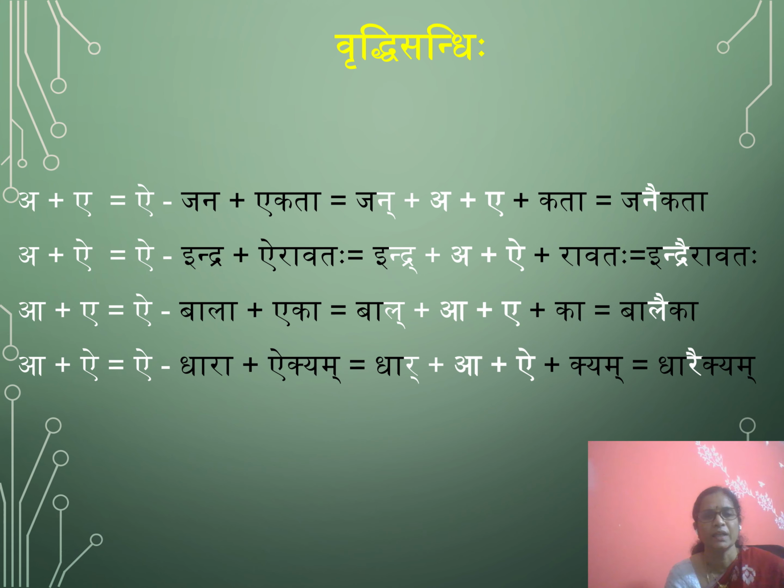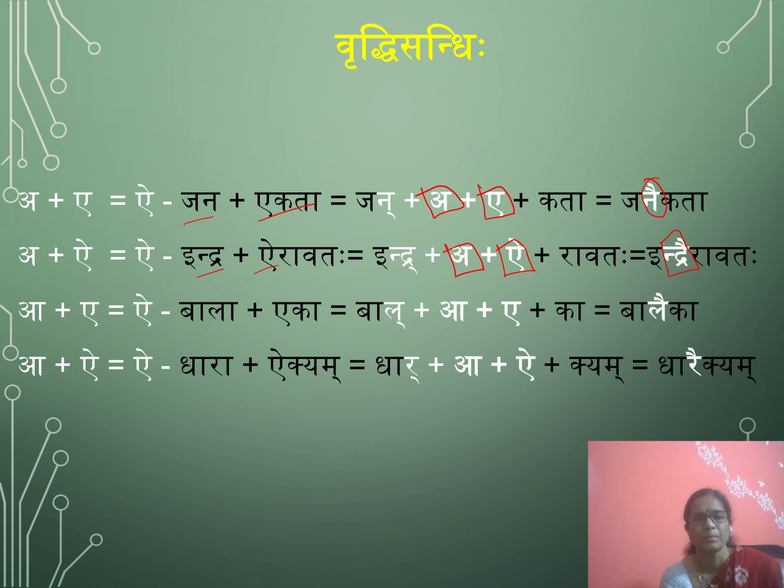Now we will see Vriddhi Sandhi examples. Okay. The first, jana plus ekata. In this, what is the first word's last letter? A. Jana, in that A. Ekata, A is there. A plus A, janaikata. Here we are getting I. And next, Indra. In that Indra, last letter is A. Airavataha, second word's first letter is I. So A plus I, Indrairavataha. Here also we are getting I.